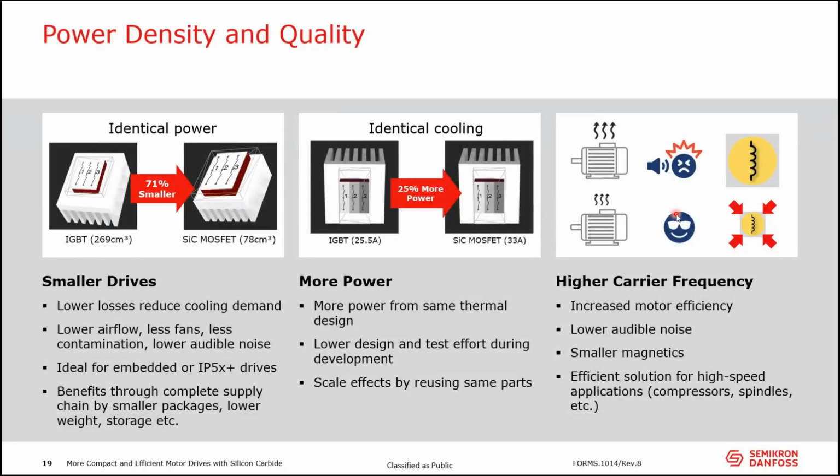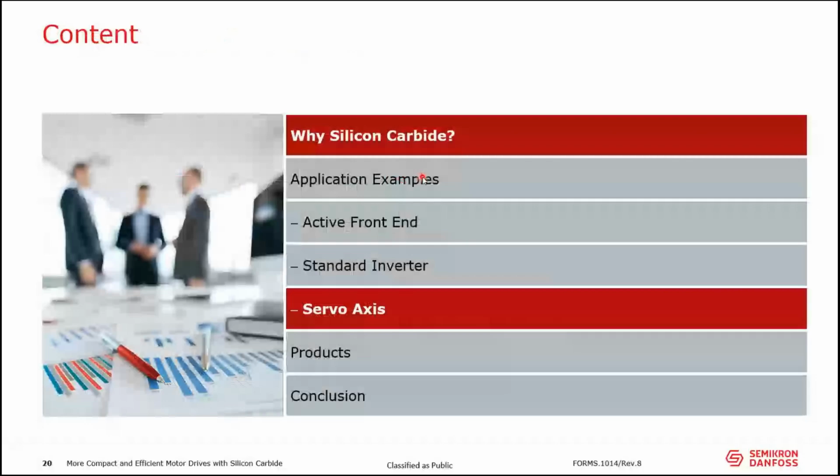The last thing we can do is also increase the carrier frequency. By that, motors run more efficiently. You have less motor losses and less noise there, and smaller magnetics if you use magnetics on the output. In the end, you build a more efficient solution. It can also be very interesting for high-speed applications like compressors, spindles, and all these kinds of things. But again, for all of these, look at the big picture and you will find that silicon carbide is, in many cases, the better solution, and also the more cost-effective solution.